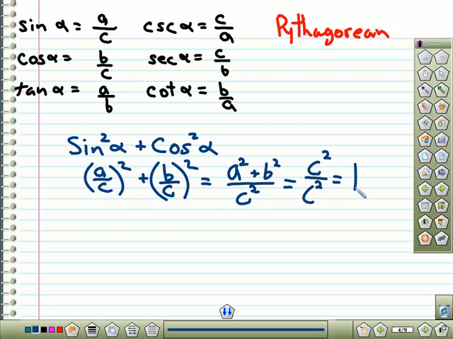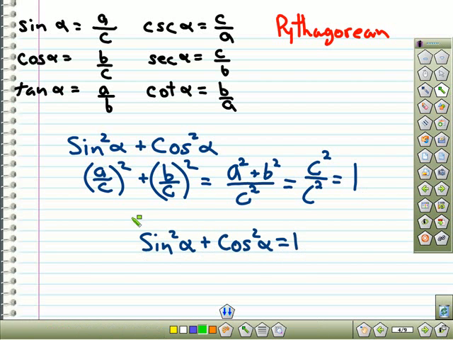Now what this illustrates is one of the Pythagorean identities. And the Pythagorean identity just says this: sine squared alpha, we're using alpha, we could use anything, x, beta, whatever, plus cosine squared alpha equals 1. This is one of our Pythagorean identities, and we're going to actually learn 3 of them. But this is the first one, and this is the only one I want to look at right now. Later on when we talk about identities, we'll build on this.